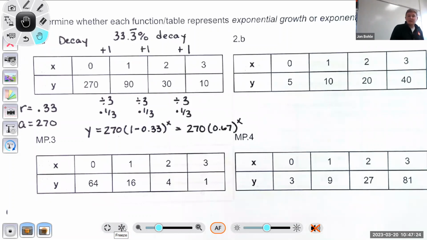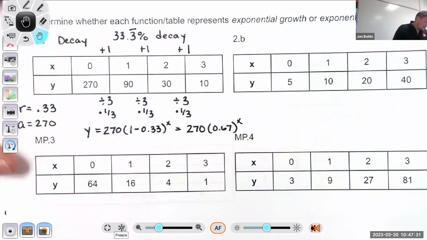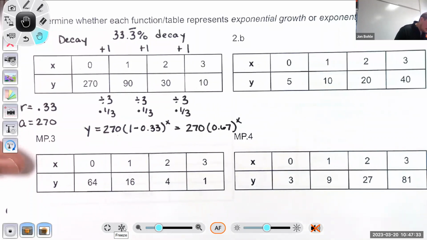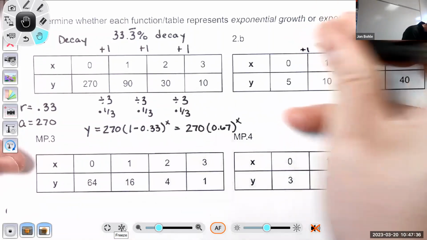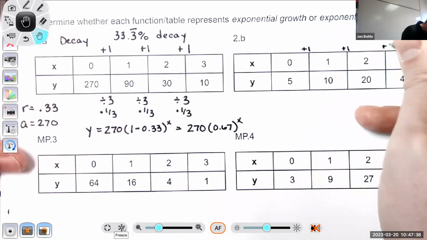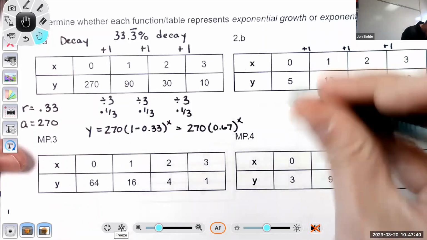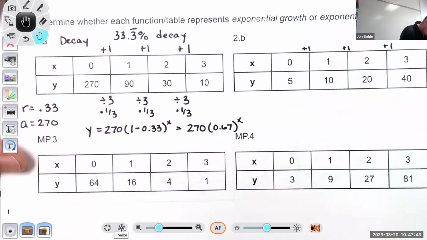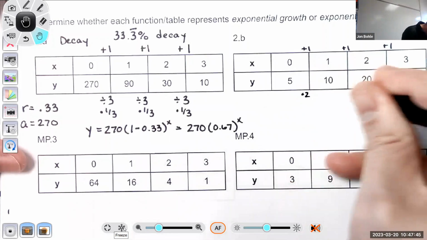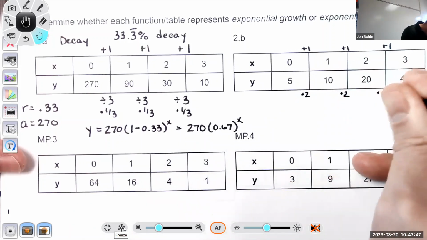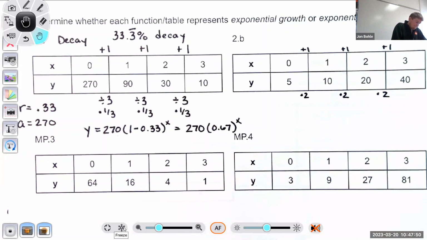Okay, now what I just showed you, all this extra stuff, not necessarily a requirement, but I think it's pretty beneficial to do. Okay, let's look at B. Looking at the X values, they're all going up by 1. What's happening to the Y values? So is this growth or decay?